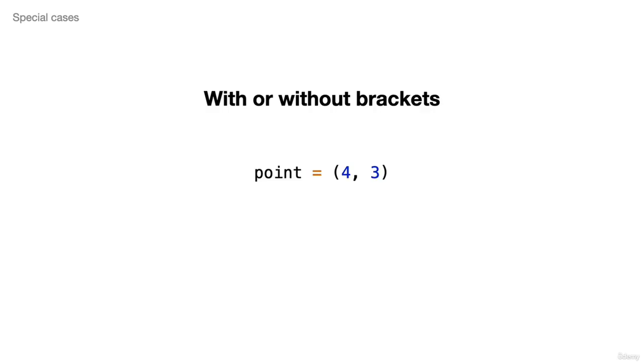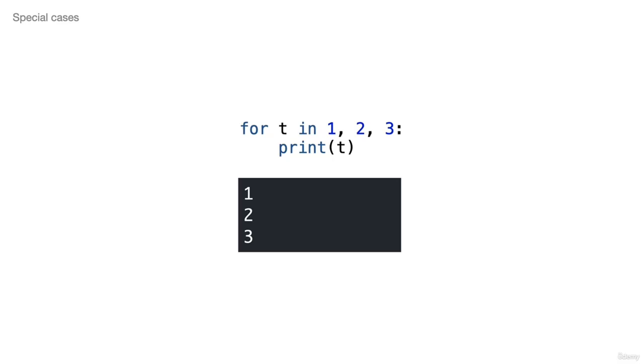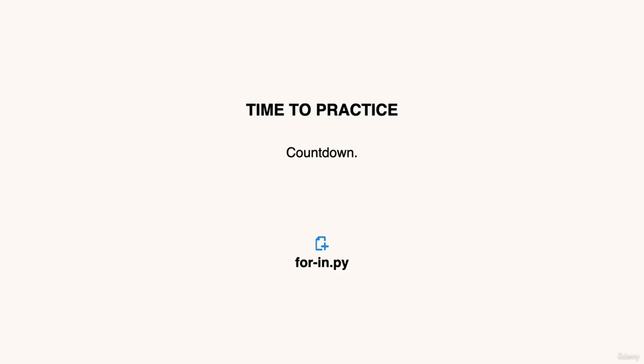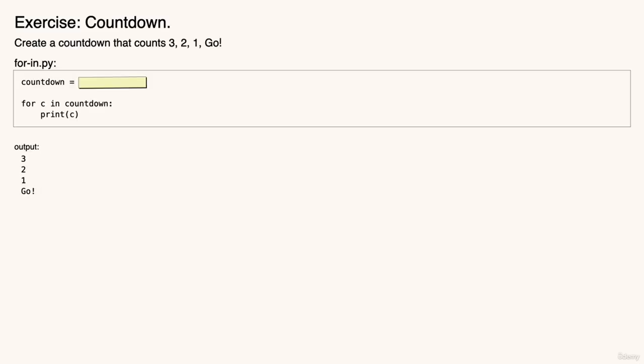You have seen that tuples can be defined with brackets or without brackets. I especially like the latter variation in code like this. Look at the code. A tuple is used to make a loop with 3 numbers. Let's practice this. Create a countdown. Fill out the missing code. Pause the video and resume when you're done.